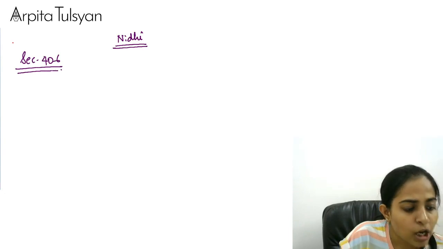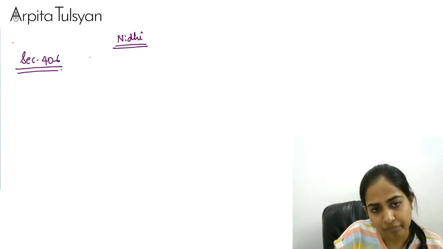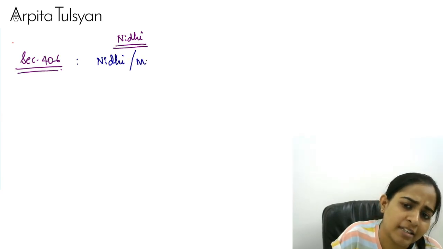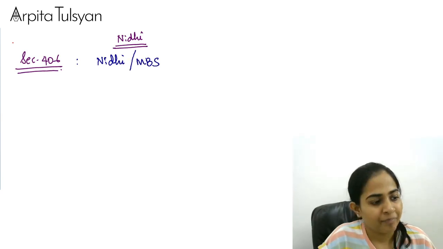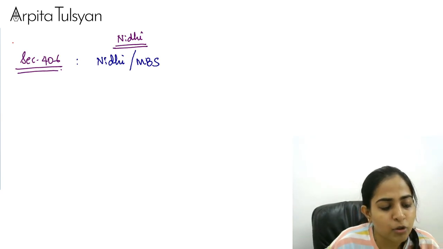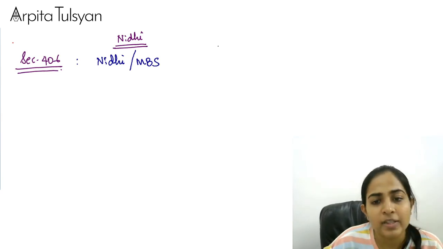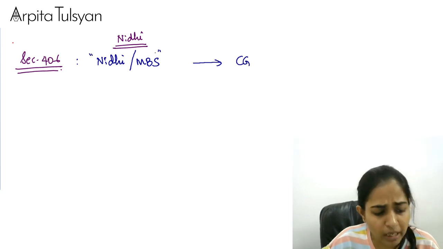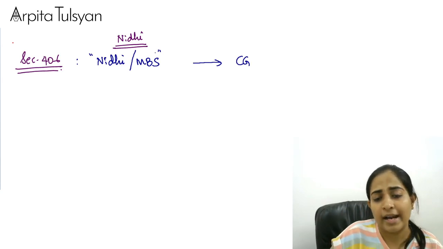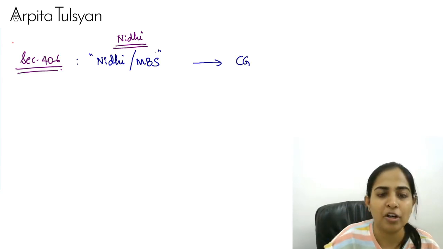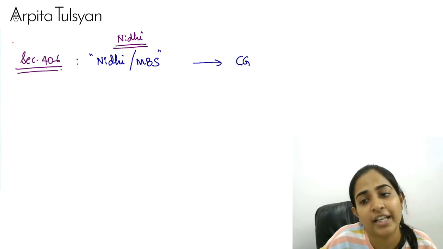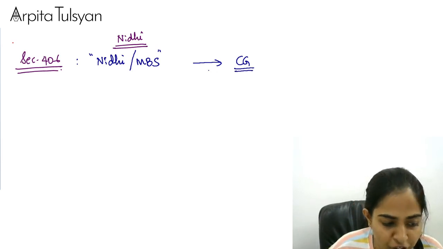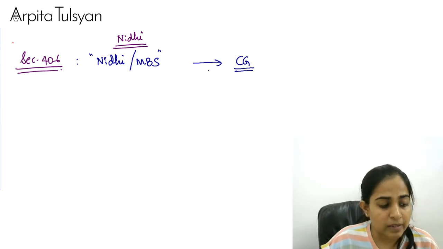So basically, they are telling that you can call these companies either a Nidhi company or a mutual benefit society. So the central government can declare any particular company as a Nidhi company or a mutual benefit society. This notification can be brought in by the central government by passing a notification in the official gazette. Okay, now listen.